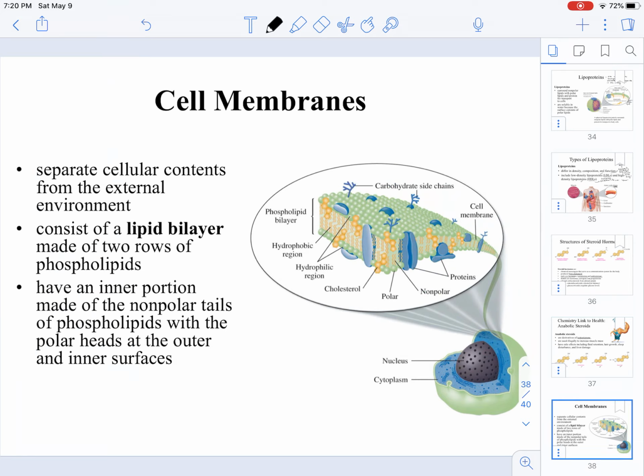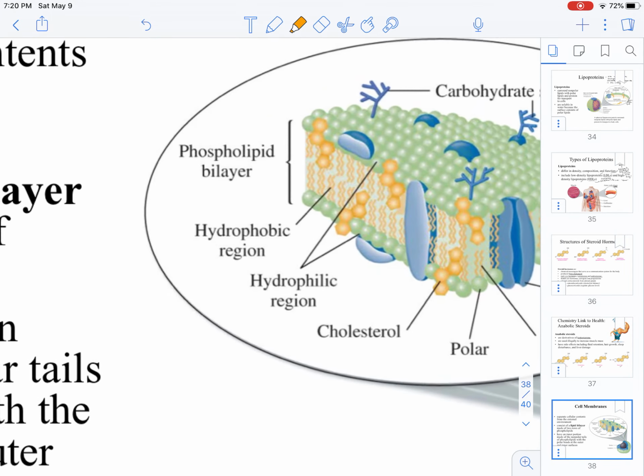So the last topic that we have in this chapter has to do with cell membranes. And when it comes to cell membranes, understand that the cell membrane is going to be separating the cellular content from the external environment. Cell membranes consist of a lipid bilayer. So a lipid bilayer means that we are going to have two layers of phospholipids coming together, and they're going to be interacting. So I'm just going to zoom in.